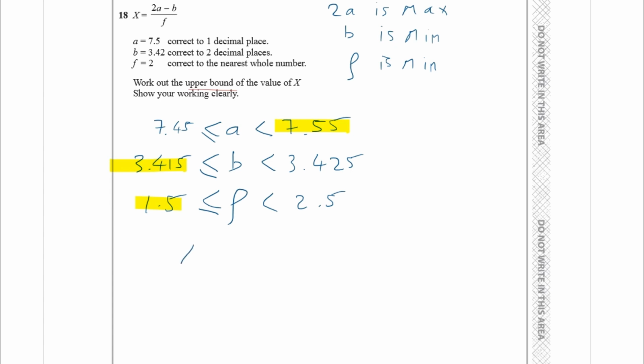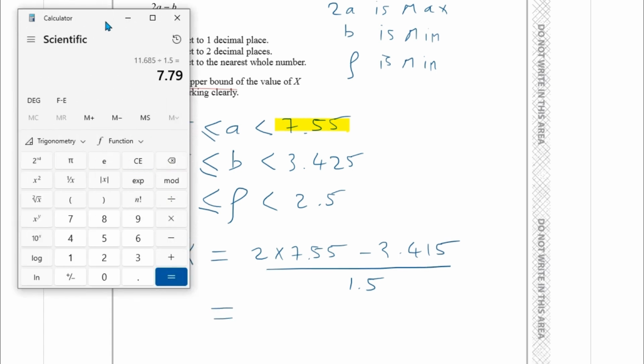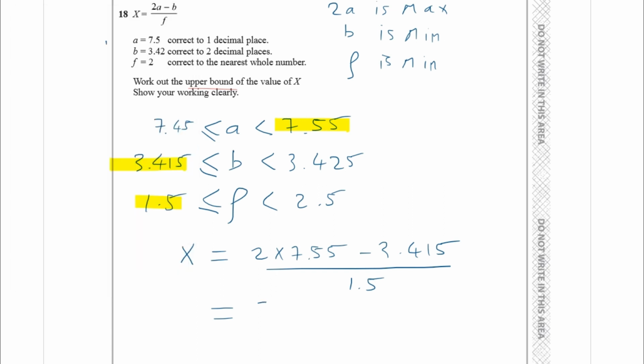So x should be equal to, for the upper bound, 2 times 7.55, minus the b value, so minus 3.415, and then I need to divide this here by 1.5. Okay, so I can use my calculator here. Using my calculator, I find 7.79 for the upper bound of x. So I can go ahead and say 7.79.